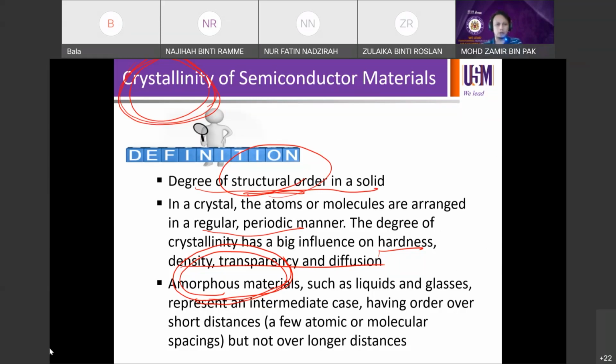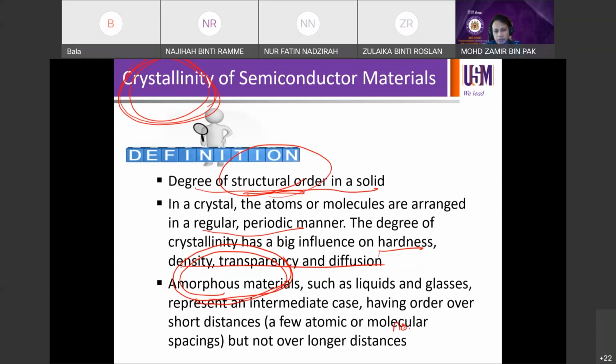So the first one is called amorphous. Amorphous material, if you like. You can say whether the semiconductor material is amorphous in nature or the second one or the third one. We're going to learn later on. Amorphous is the first one, such as liquids and gases, which represent an intermediate case having order over short distances, a few atomic or molecular spacing, but not over large distances. So that means this amorphous material has no periodicity at all.